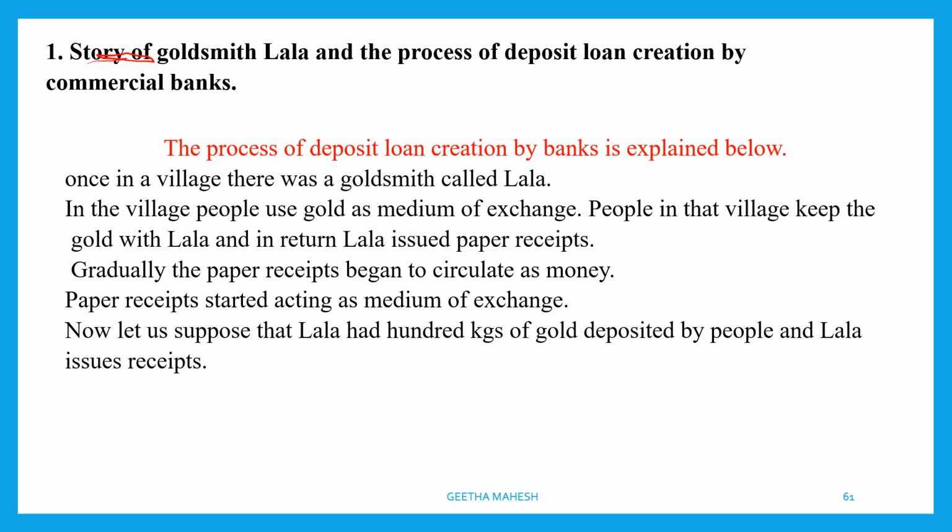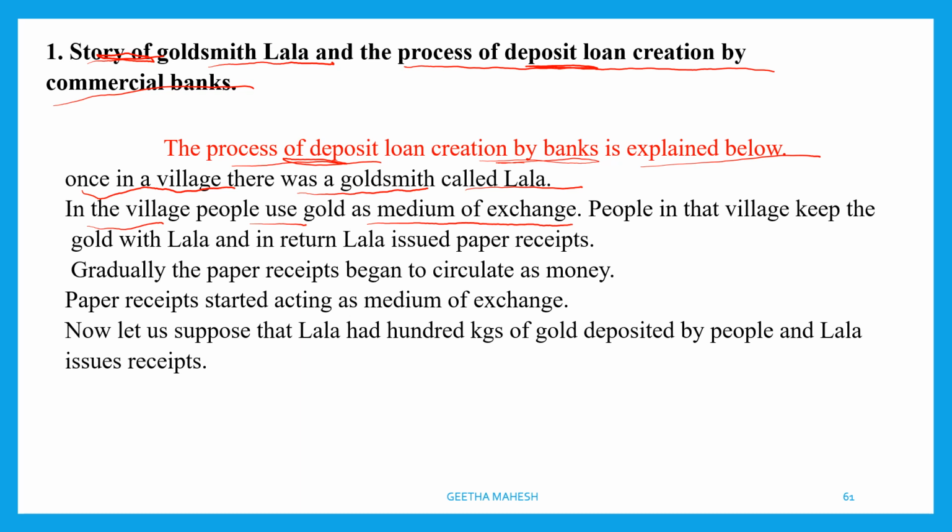Now one more question, that is the story of Goldsmith Lala and the process of deposit loan creation by commercial banks. The process is explained below. Once in a village there was a goldsmith called Lala. In the village people used gold as a medium of exchange. People in that village kept their gold with Lala and in return Lala issued paper receipts. Gradually paper receipts began to circulate as money. So paper receipts started acting as a medium of exchange.